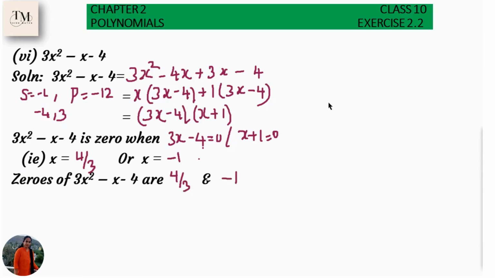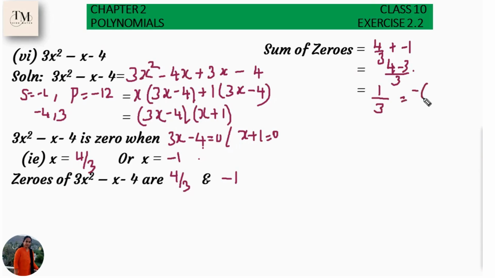So the next step is we have to verify the relationship. So the sum of the zeros. So the zeros are 4 by 3 plus minus 1. Okay. So I take the LCM as 3. So 4, we multiply by 3. It is 4 minus 3. It is equal to 1 divided by 3. Okay. So I can write it as minus of minus 1 divided by 3. So minus 1 is nothing but the coefficient of x. 3 is nothing but the coefficient of x square. So this is equal to minus coefficient of x divided by coefficient of x square.